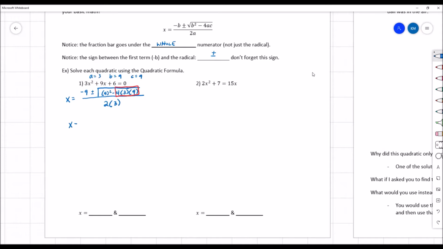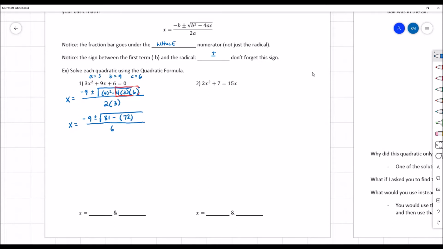So I have opposite b, negative 9, plus or minus the square root of, this first term should always be positive, 81 minus 4 times 3 is 12, times 9, or sorry, times 6. See, I caught myself already in a mistake. A lot of spaces for mistakes. I wrote 9 twice because I was off-centered. Our c value is 6. And if you're yelling at me, I can't hear you. This is a recording. All right. So 4 times 3 is 12, times 6 is 72. Okay, 2 times 3 is 6.